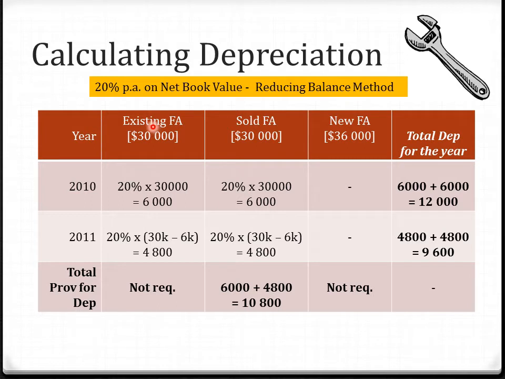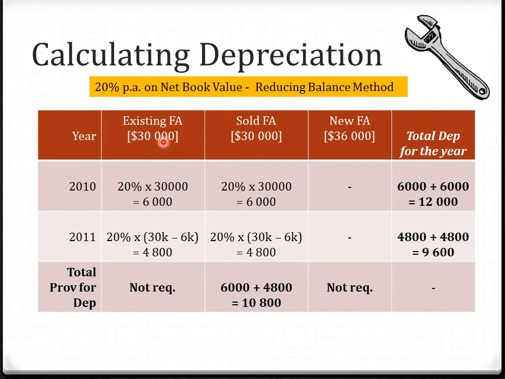So we have always got 3 headings. So we have existing fixed asset, then the one that you are going to sell, sold fixed asset, and the one that you're going to buy, new fixed asset. So you just remember you must have these 3 headings, okay? Then we put the cost of it just right below it, okay? Is to facilitate the calculation of the depreciation, all right?